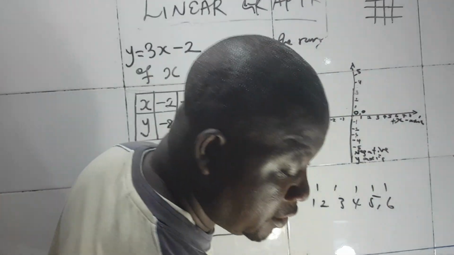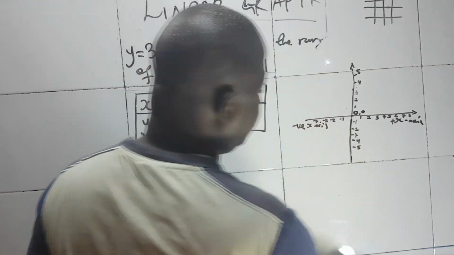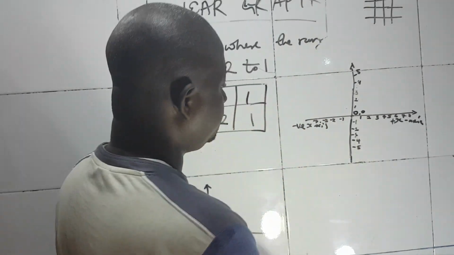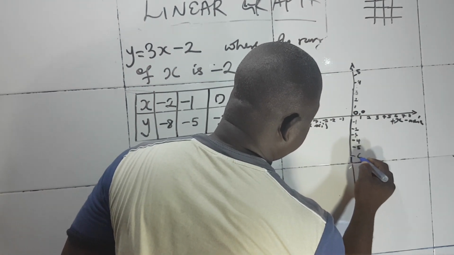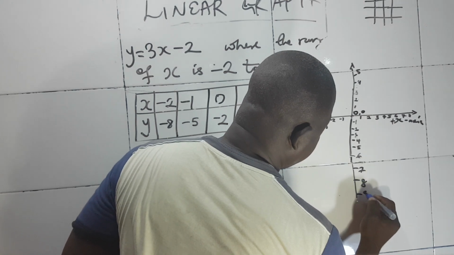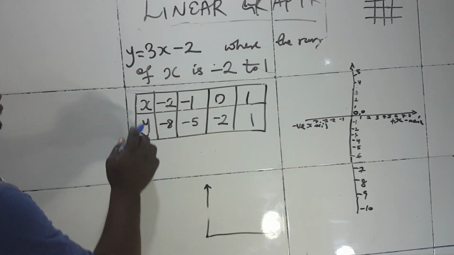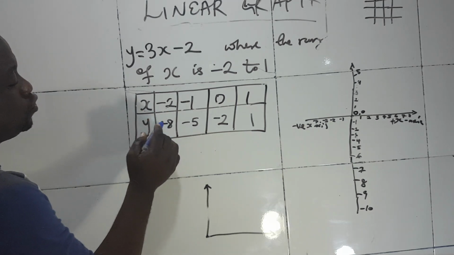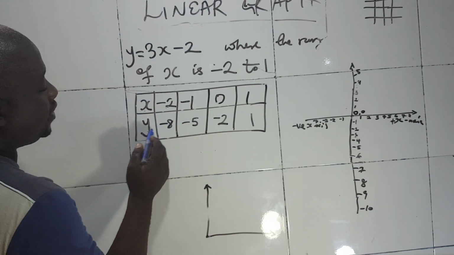Then for the negative y-axis, I want to extend it. Let me extrapolate it down. So if I extend it downwards, I have minus 5, minus 6, minus 7, minus 8, minus 9, minus 10. Now, they said when x is equal to minus 2, we want to plot the graph now. When x is equal to minus 2, y is minus 8.